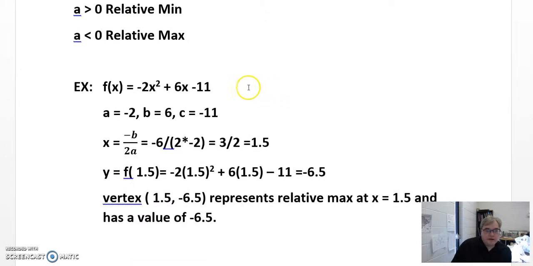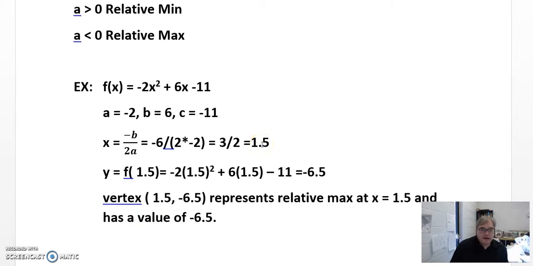So an example here, pick off your a, b, and c. The x value would be minus b over 2a, so watch your signs. You've got to make sure you have the bottom in parentheses. Then that'll work out to be 3/2 or 1.5. Depending what you're doing, you can use either one. Typically, we're going to roll with the decimals here.